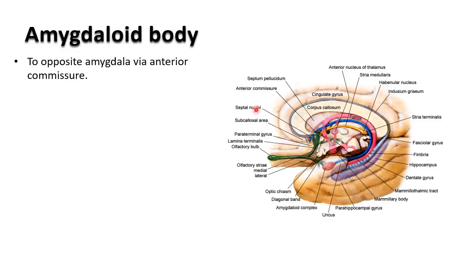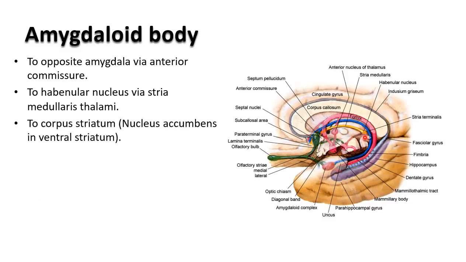Then via the anterior commissure. So here you are able to see the anterior commissure in the lamina terminalis. Through this to the opposite amygdala. So it has connections with the amygdala of the opposite side through the fibers passing through the anterior commissure. Then to the habenular nucleus. So here you are able to see that is your habenular nucleus via the stria medullaris thalami. So the fibers connecting the hypothalamic nucleus with the habenular are the stria medullaris thalami. And to the corpus striatum, especially the ventral striatum.